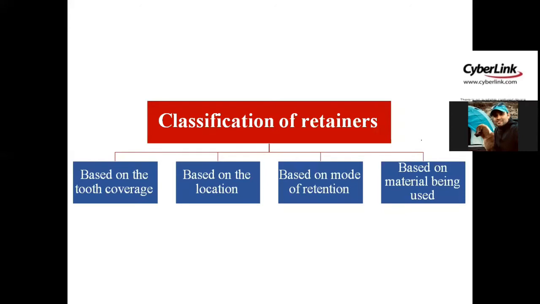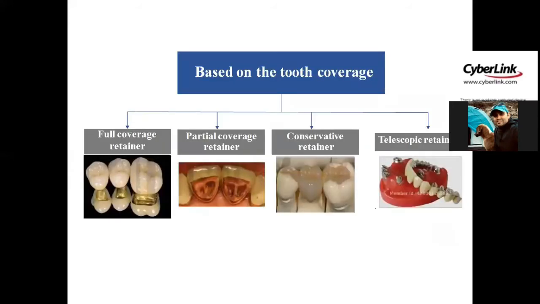Classification of retainers is based on tooth coverage, based on the location, based on mode of retention, and based on material being used. So based on tooth coverage: full coverage retainers, partial coverage retainers, that means we can leave some areas, and conservative retainers. Like in the case of this bridge, you can see we are taking half of the support, or only a type of support from adjacent teeth.